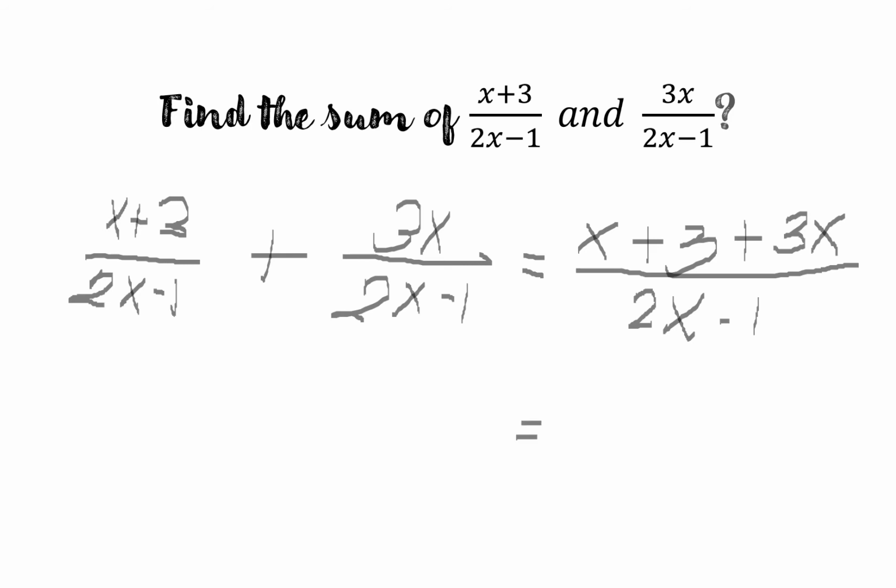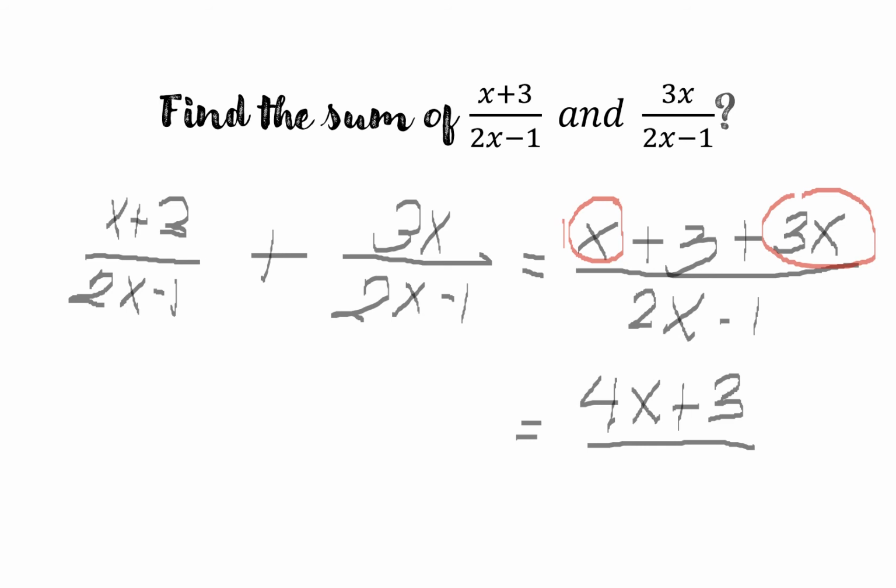So meron tayo dyan sa ating numerator na like terms. At yun ay ang x saka 3x. So x plus 3x, ito ay 1x. So 1 plus 3, so that will be 4x. And then copy the variable x. So, and then yung 3 natin, wala naman tayong pwedeng ipag-combine sa 3. So, ganun lang. Just copy and then we have the denominator 2x minus 1.